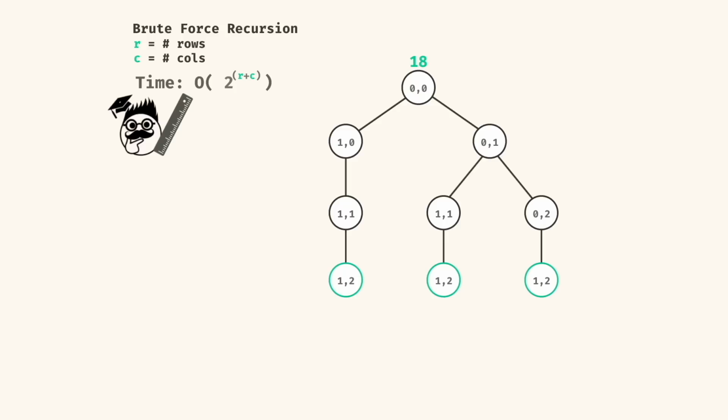The base of 2 comes from the fact that given any position, we have two options, right? We can either go down or to the right, and I make R plus C the exponent because that would be the height of this tree, right? That would be the length of any particular path.